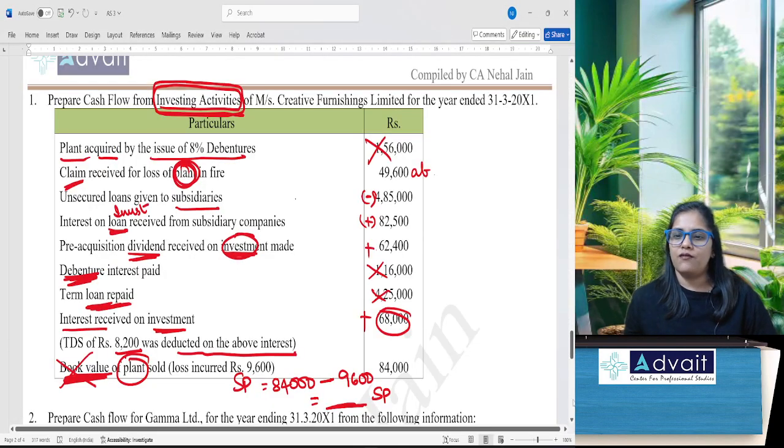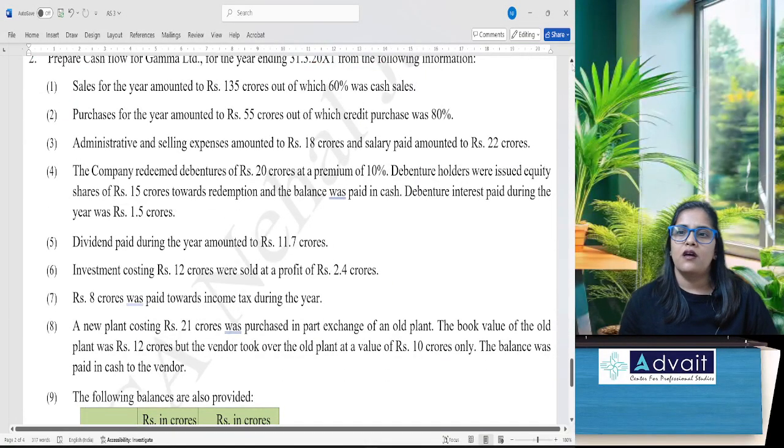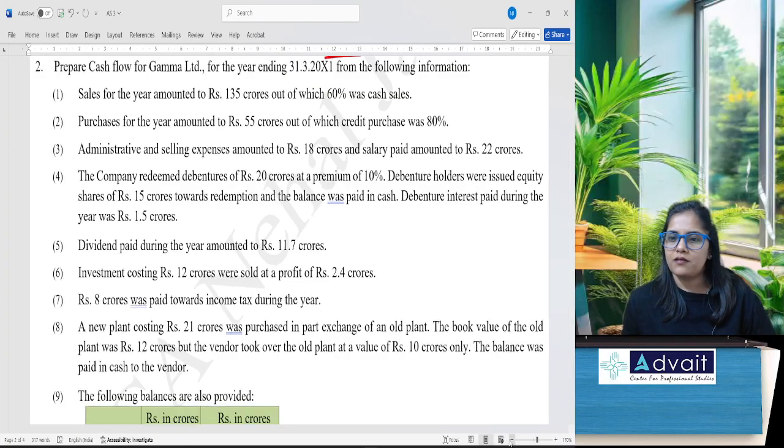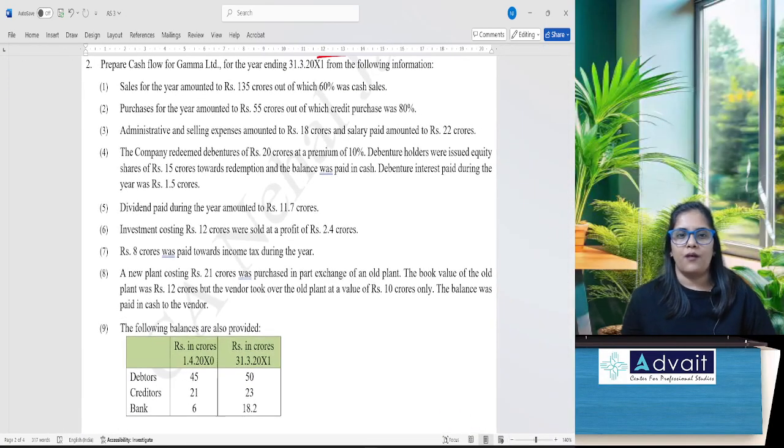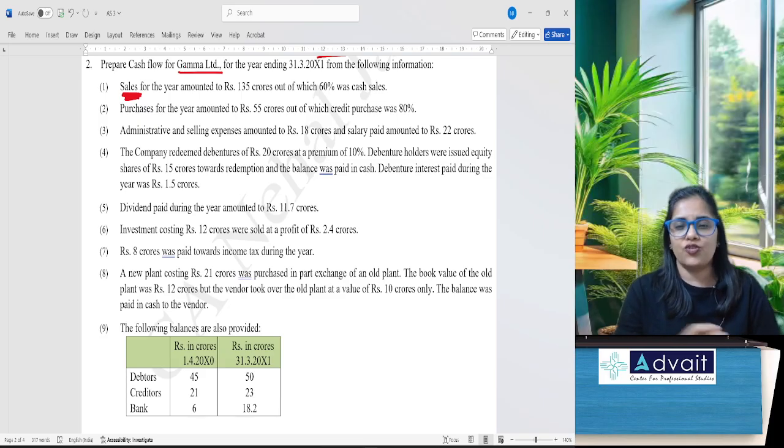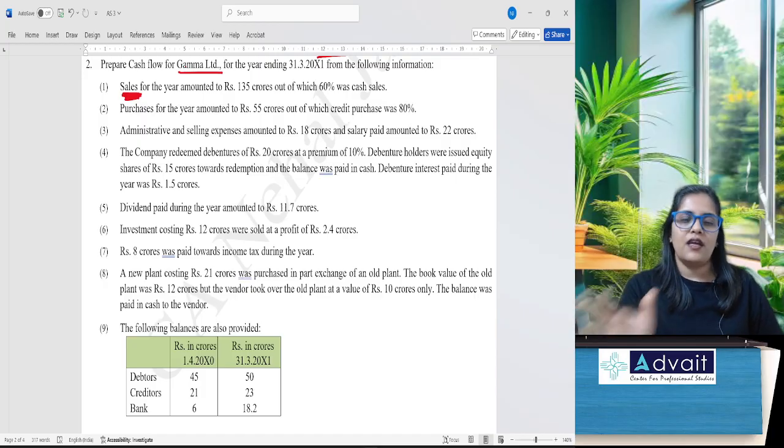Okay. One more question. Last question. Prepare cash flow statement for Gamma Limited for the year ended 31st March. Sales. Guys, they have just written the word sales. So mind you, always remember this. You can never go wrong. This is bare minimum basics. If the question is silent, sale is always credit sales.